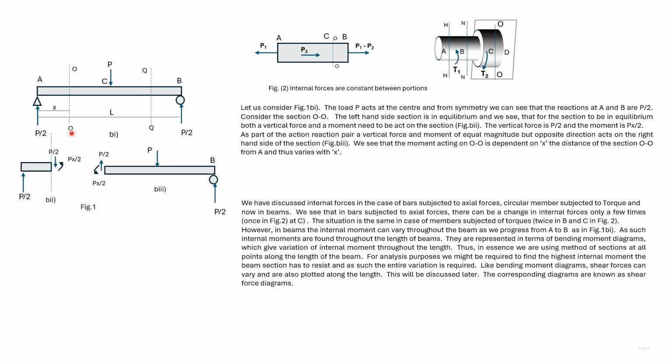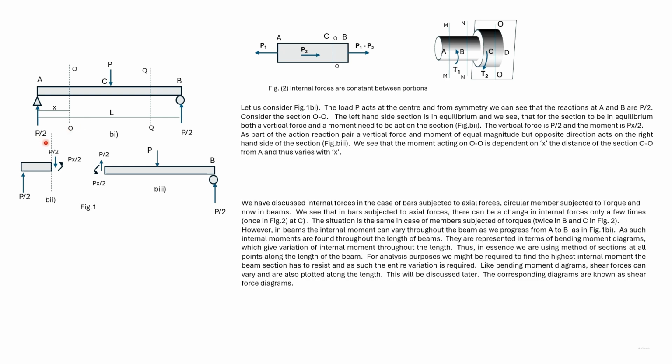Consider perpendicular section O. Then if we consider equilibrium of the portion to the left, there's a force P by 2 acting upwards. For equilibrium at the section O, there must be a force P by 2 acting downwards. So in that case, there is a shear force on the section O.